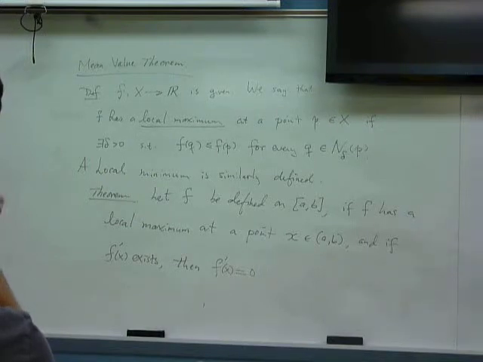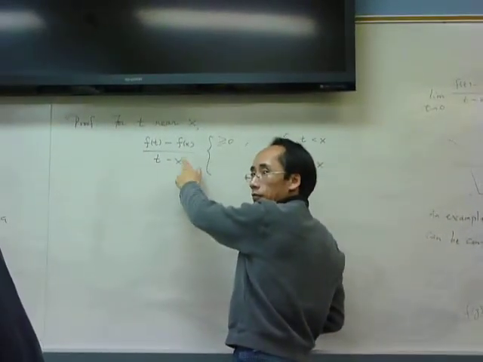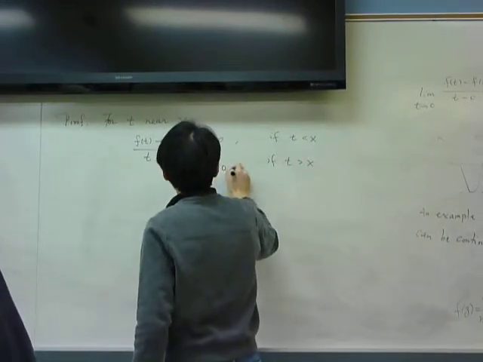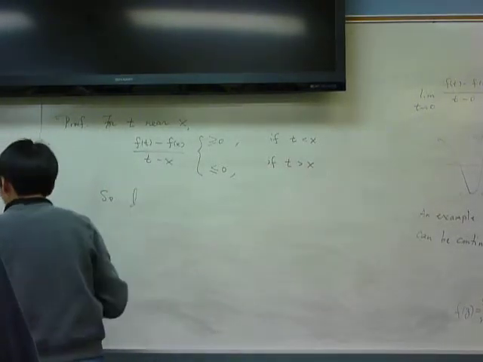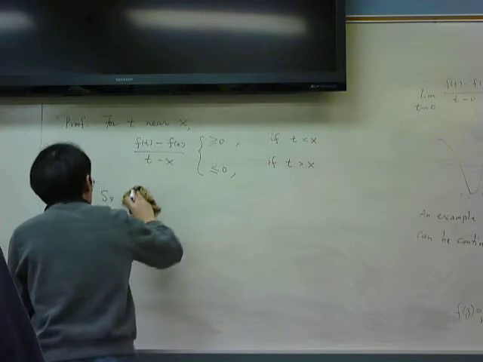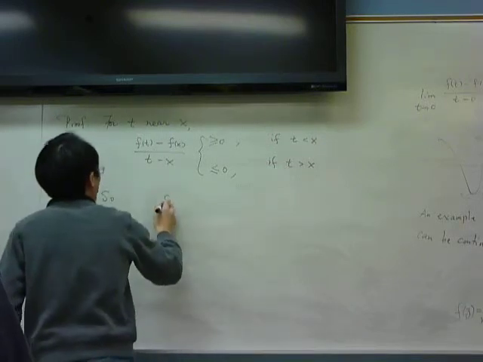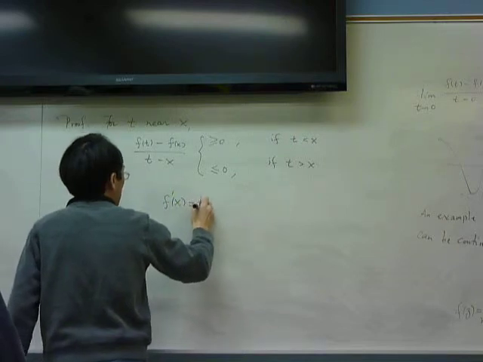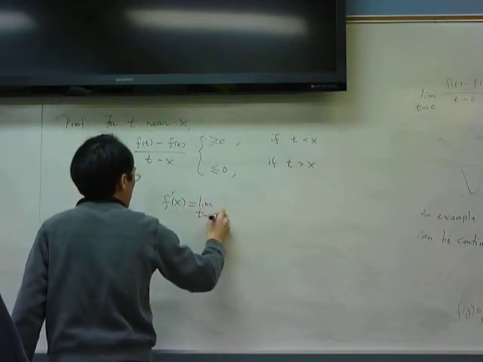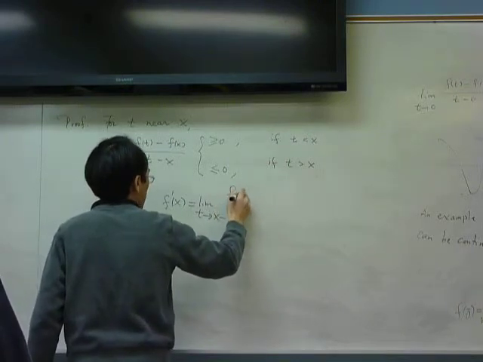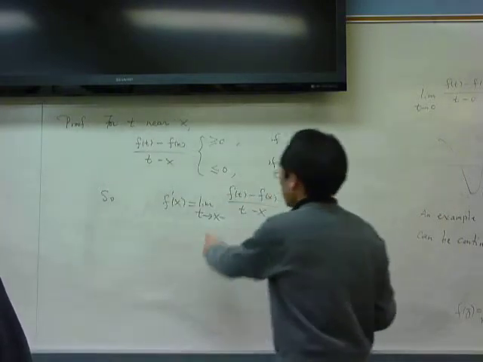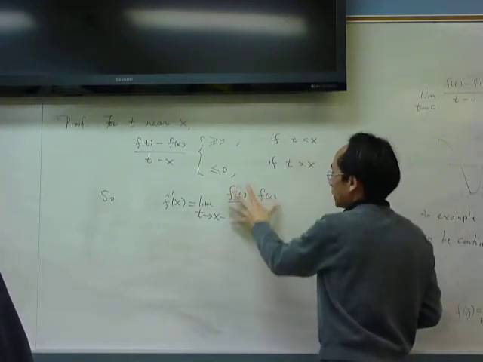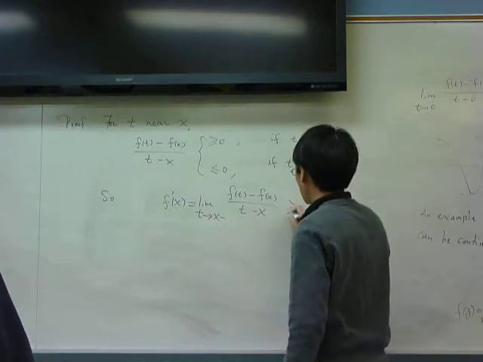If t is larger than x, the numerator is still non-positive, but the denominator is positive, so the quotient is non-positive. So f prime of x equals the limit as t approaches x from the left, that is, t less than x. In this situation the difference quotient is always non-negative, so the limit is greater than or equal to 0.